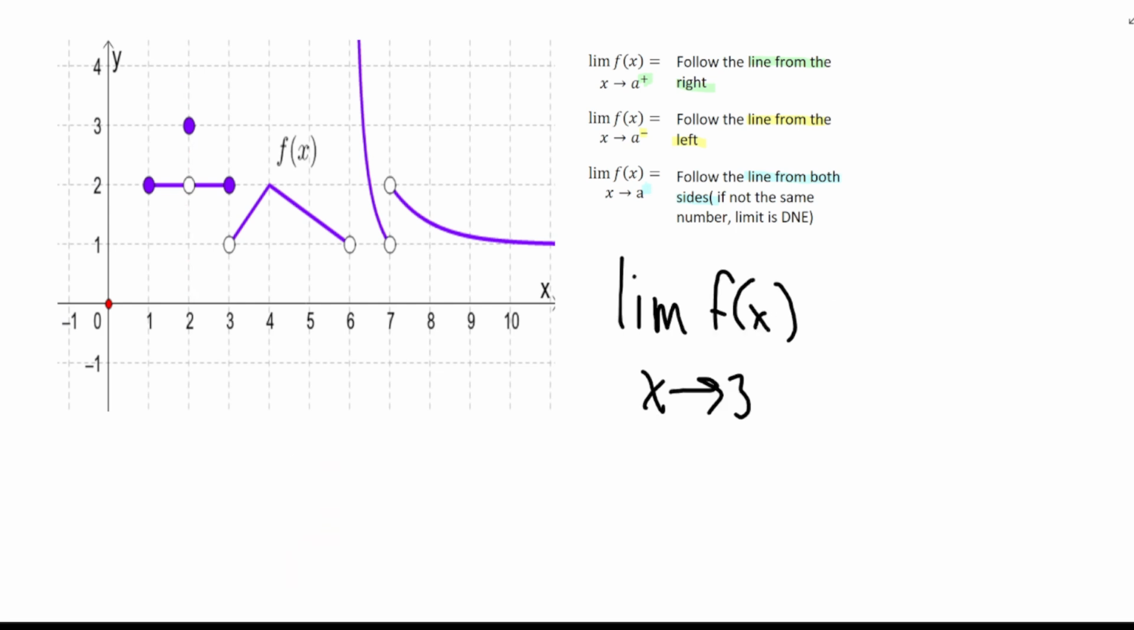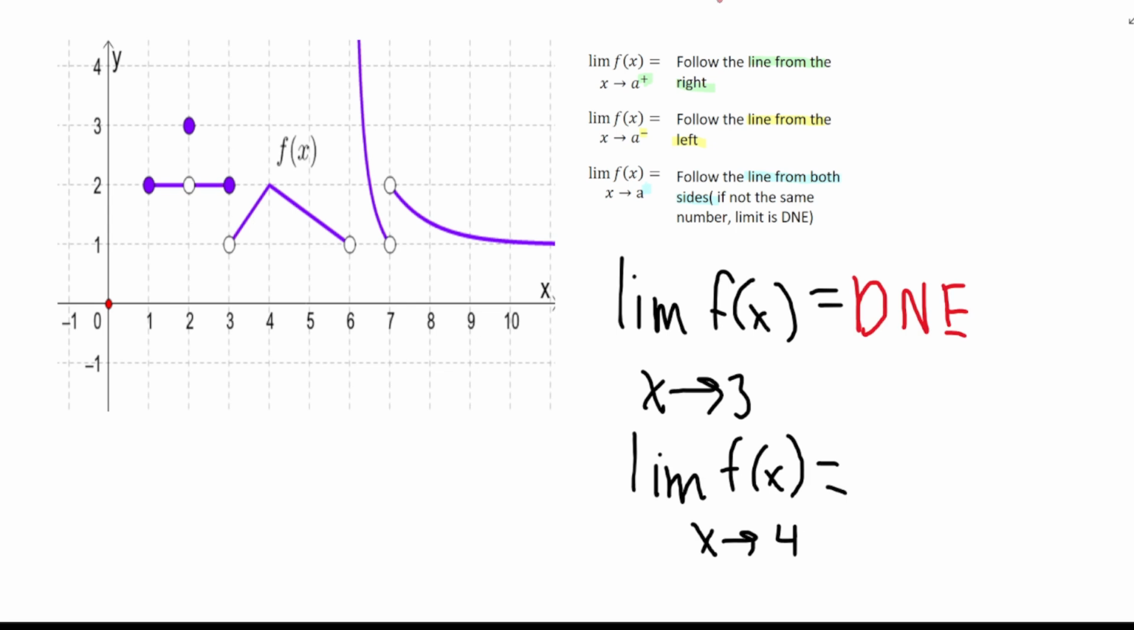Now for the next example, notice that x is approaching 3 from both sides. So when we follow the lines from both sides, ask yourself, are the y values the same? Take a look. Don't be fooled by this problem. Just because there's a closed point at 3, that doesn't mean the limit actually exists from both sides. We only care about whether the y values are the same from the left and right-hand side. Notice the left side is equal to 2, and the right side is equal to 1. Since they're not the same number, the limit as x approaches 3 from both sides does not exist.